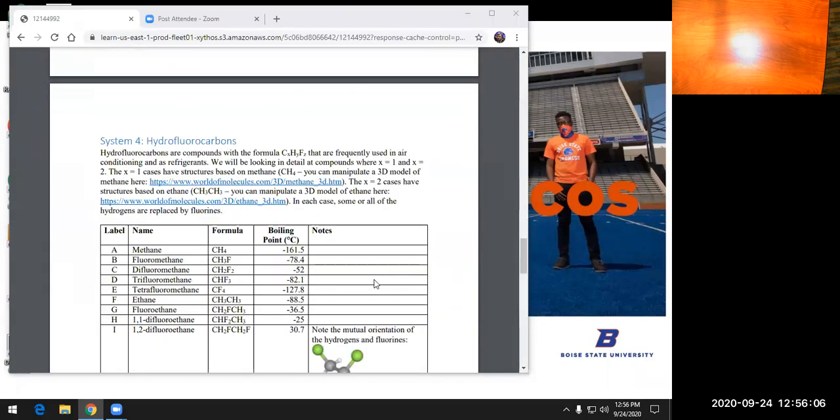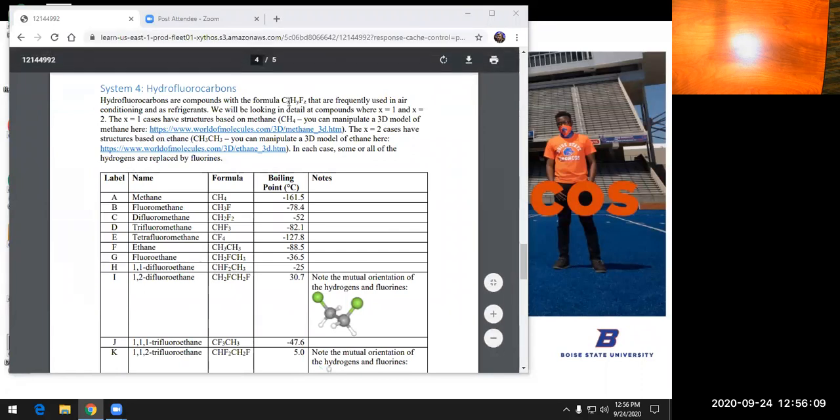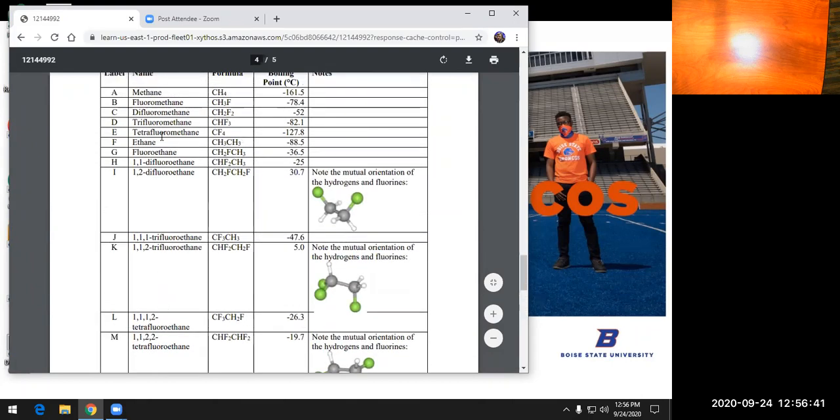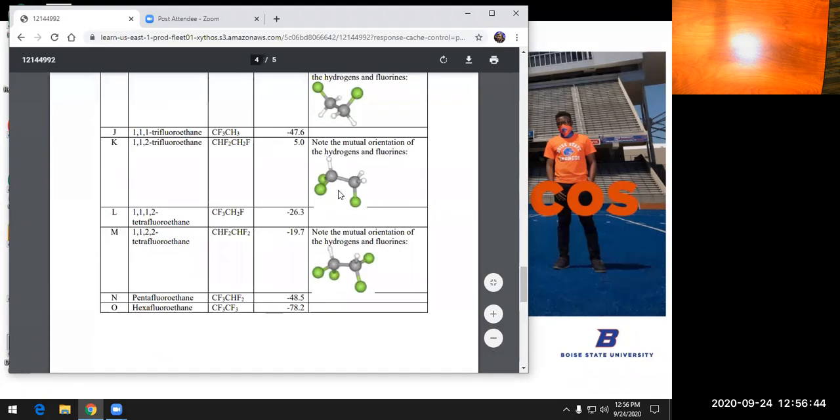Okay. The final system we're looking at is hydrofluorocarbons. And so these are compounds that have this structure, CxHyFz. And in particular, I'm looking at all of the cases where C is 1 or 2. These are based on methane and ethane, and I point you to places you can get 3D models of them to grab with the mouse and manipulate. And I also point you to a place you can go to get the 3D models of the specific compounds here so that you can see things like this, where you can see which side the various fluorines are on.